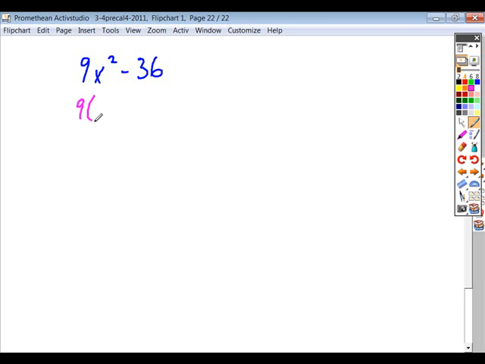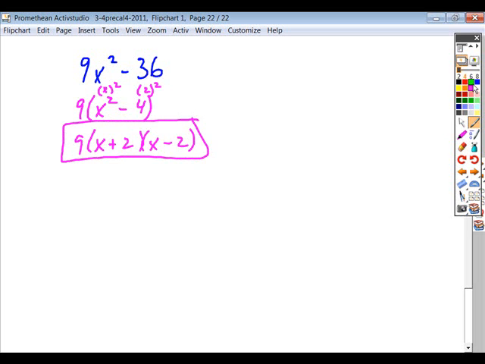Take out a 9, you're left with x squared minus 4. And now, does this fit the pattern of the difference of squares? Yeah, it's the base x squared minus the base 2 squared. So if you take the two terms, x and 2, take their sum and difference, you get your factors.